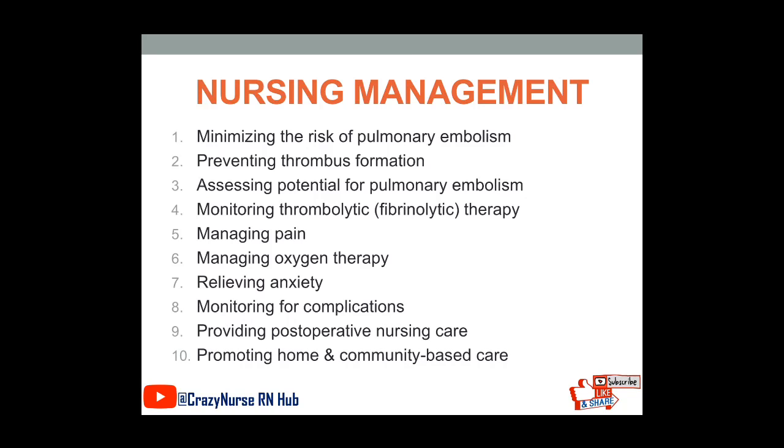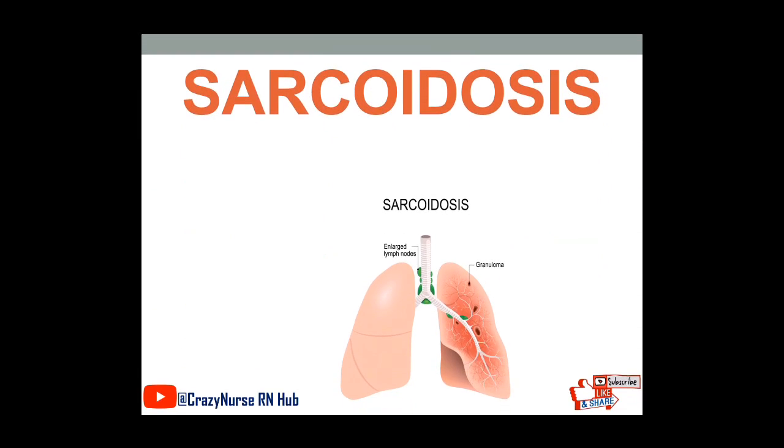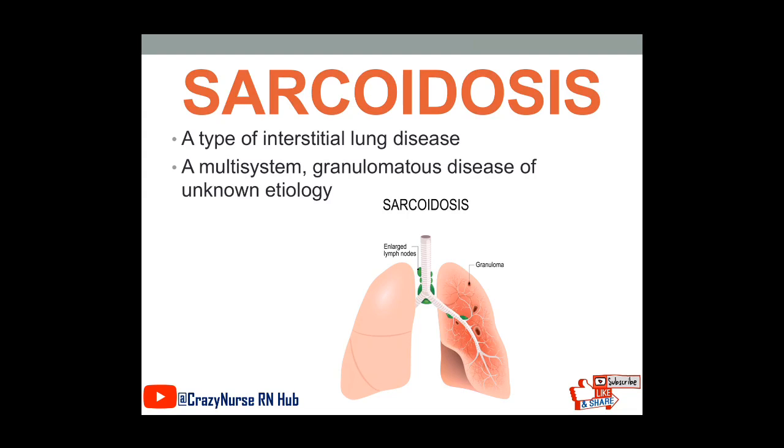And lastly, promoting home and community-based care by way of educating the patient about self-care and continuing care. Now let's proceed to sarcoidosis. It is a type of interstitial lung disease. It is a multi-system granulomatous disease of unknown etiology.